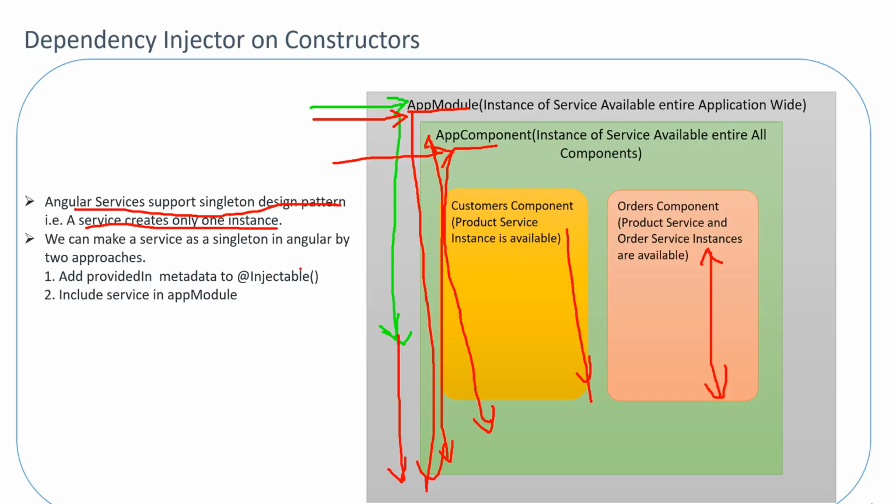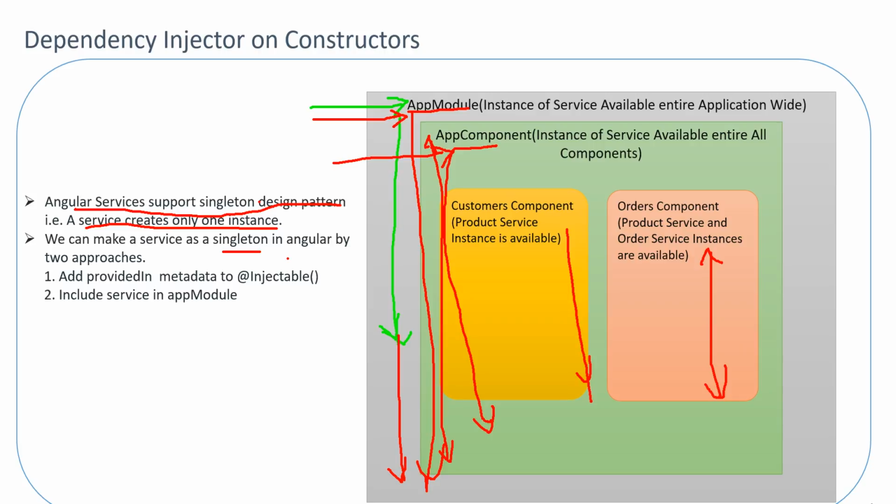Suppose you want to make a service available entirely in our application. If you provide a service, I want to spread this same instance to my entire application. How do we have to do that? We can do that in two ways.